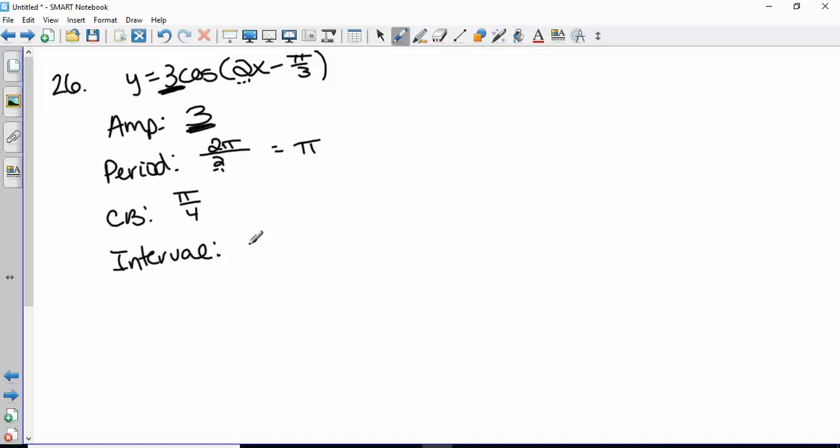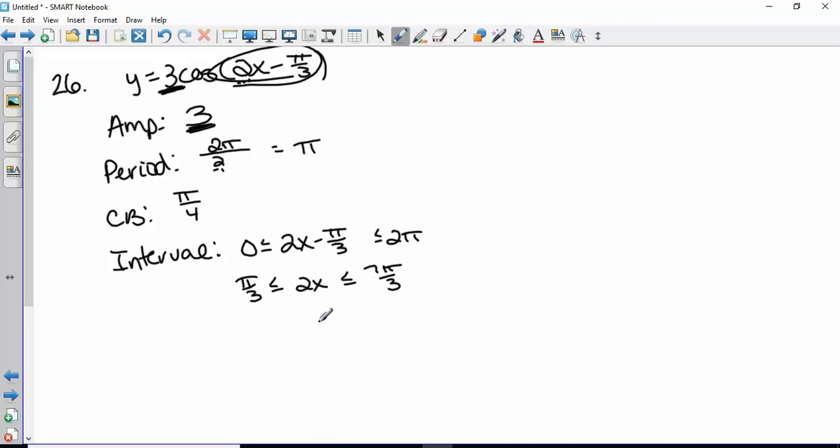Interval. Sine, cosine, secant, and cosecant all typically start at 0 and end at 2 pi. You take your entire argument, the 2x minus pi over 3, and put that in the middle. And now we want to solve for x. So we would have to add pi over 3 to each end. So we get pi over 3 less than or equal to 2x less than or equal to 2 pi plus pi over 3. So that would be 7 pi over 3.